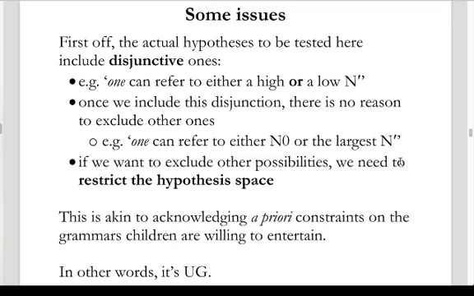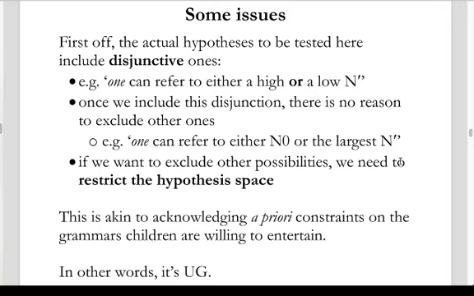What we've just done is acknowledging a priori constraints on the grammar that children are willing to entertain. In other words, we've restricted the hypothesis space. That is conceptually almost exactly equivalent to universal grammar. Right? What universal grammar says is that children just never consider some kinds of grammars, even though they would account for simple data. And if we want to get rid of all those extra grammars in our Bayesian approach, we're going to have to do exactly the same thing.